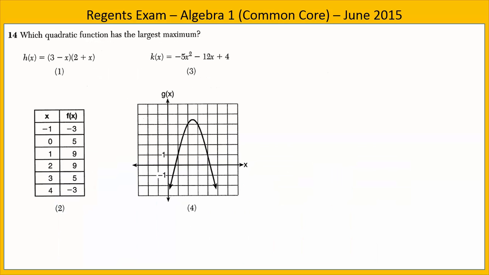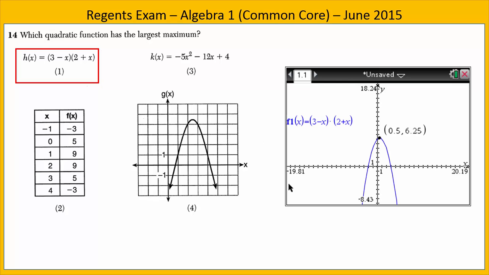In exercise 14, we're given 4 quadratic functions. Which one has the largest maximum? Let's use our graphing calculator to find out. Let's take a look at the first function. Put that in your graph and locate the coordinates of the maximum. The maximum is the largest y value, the largest output. We see here for the first function that the largest output is 6.25, and so that's the maximum for choice 1.